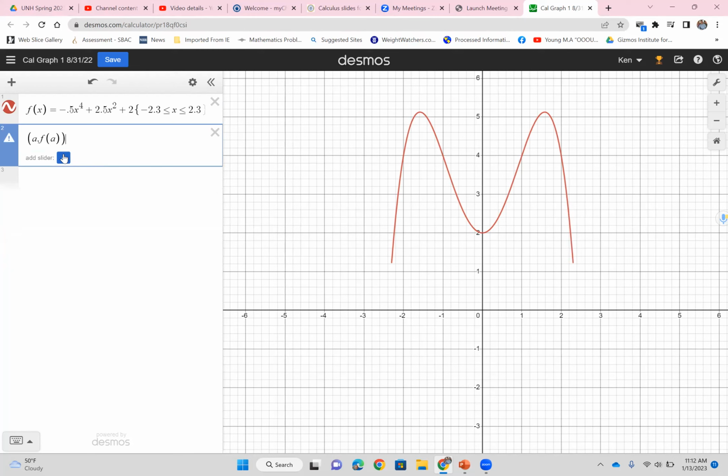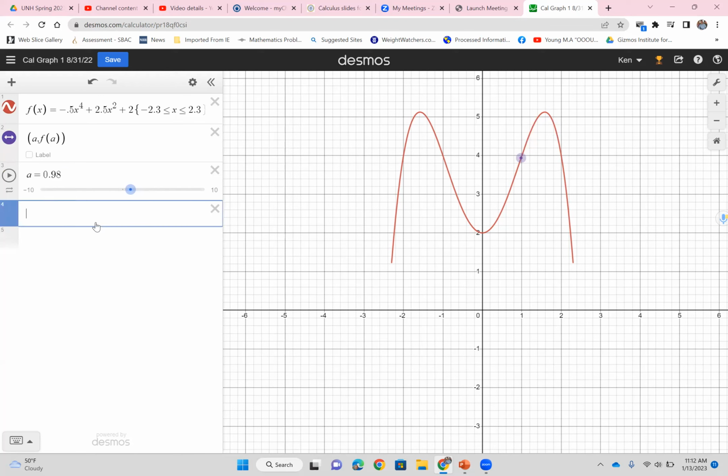And this is just like saying x, y. If we add a slider, we see that the point is on the graph and we can actually move this around. And it'll tell us the A value. And if we ask for the f of A value, it will tell us that as well down here.